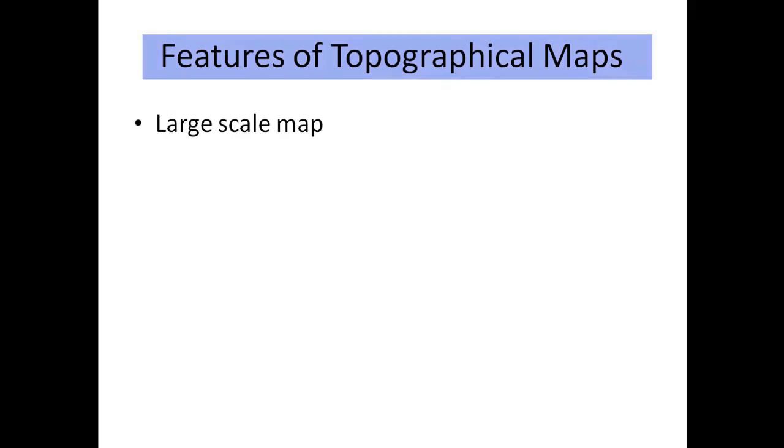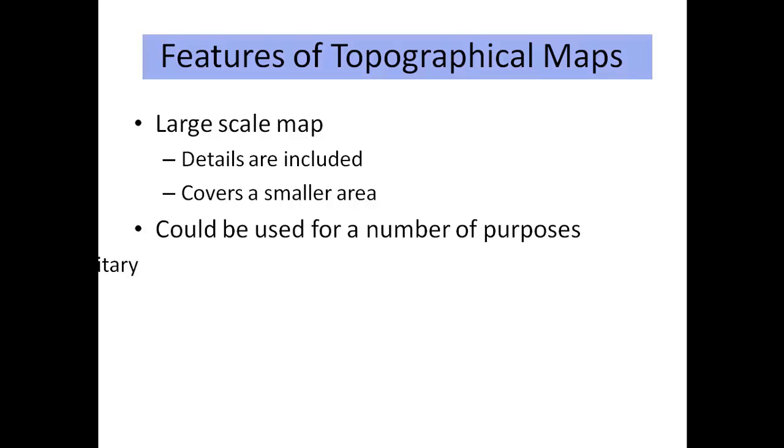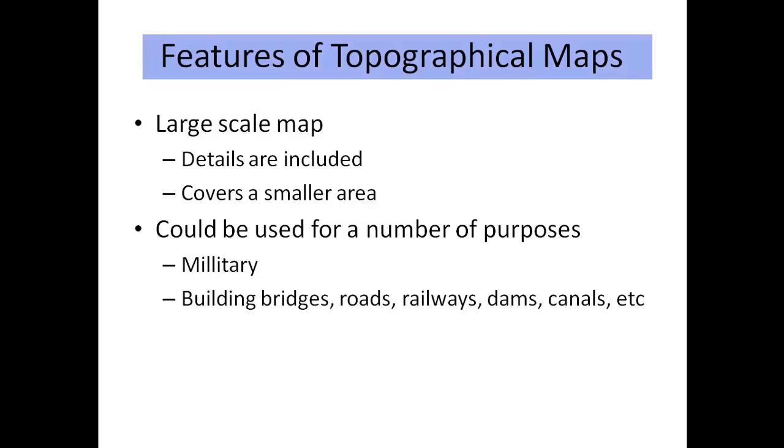Another feature that plays a very important role is that topographical maps are highly detailed and are called large scale maps, and they cover a smaller area. Because of these characteristics, topographical maps are widely used in the military also. Apart from the military, they are also used by researchers as well as by engineers. Engineers use them for construction of bridges, roads, railways and dams. This helps the engineers to identify the terrain, the relief, the slope and all.